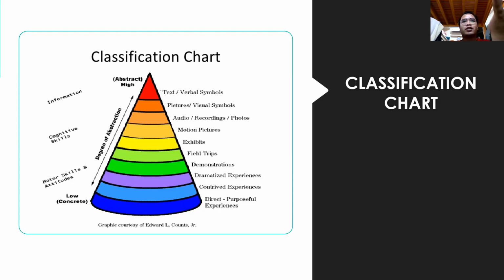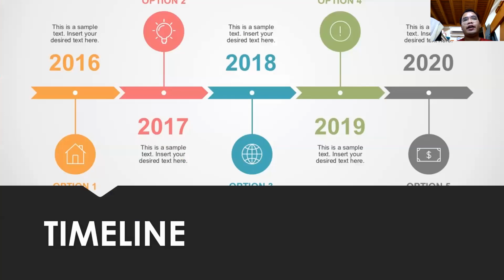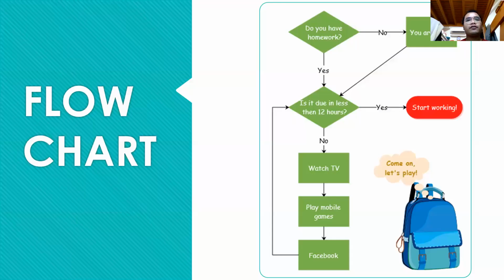So classification chart, this is an example because we are classifying the experiences that teachers can actually implement in their class. So na-classify itong text pictures as to abstract, complete, or maybe information for cognitive skills, for motor skills, or attitudes. Then we have timeline. You use this for history, right? If you are fixing or organizing events from the earliest event to the latest event.